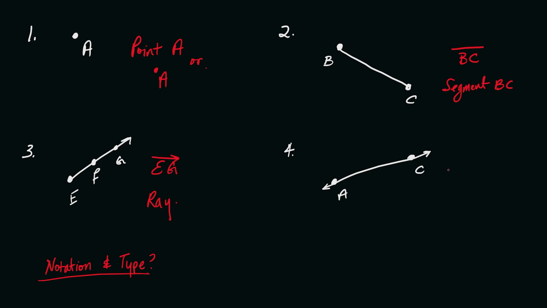And lastly, we have number 4, which shows us two arrows and one connecting segment. So it's connecting the points A and C. So we can tell that that's a line, AC.